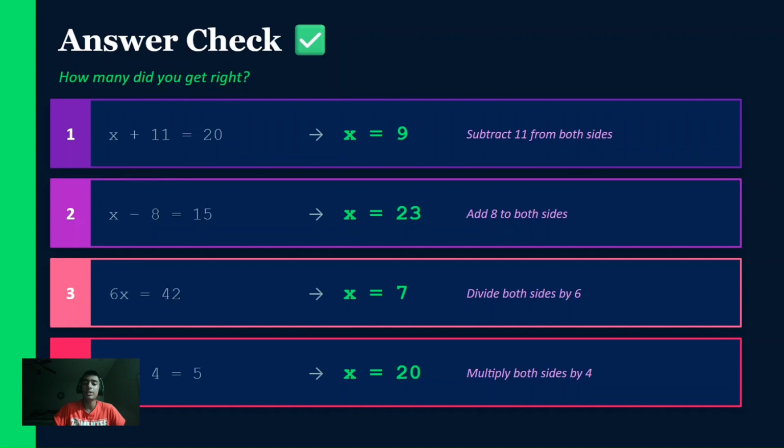6x equals 42, or 6 times x equals 42. We're going to divide both sides by 6, and 42 divided by 6 is 7. So x equals 7. We're going to plug in 7, and we get 42. Now x divided by 4 equals 5. We're going to try solving that. We're going to multiply both sides by 4, and we get x equals 20. If we plug in 20 for x, we're going to get the same answer.